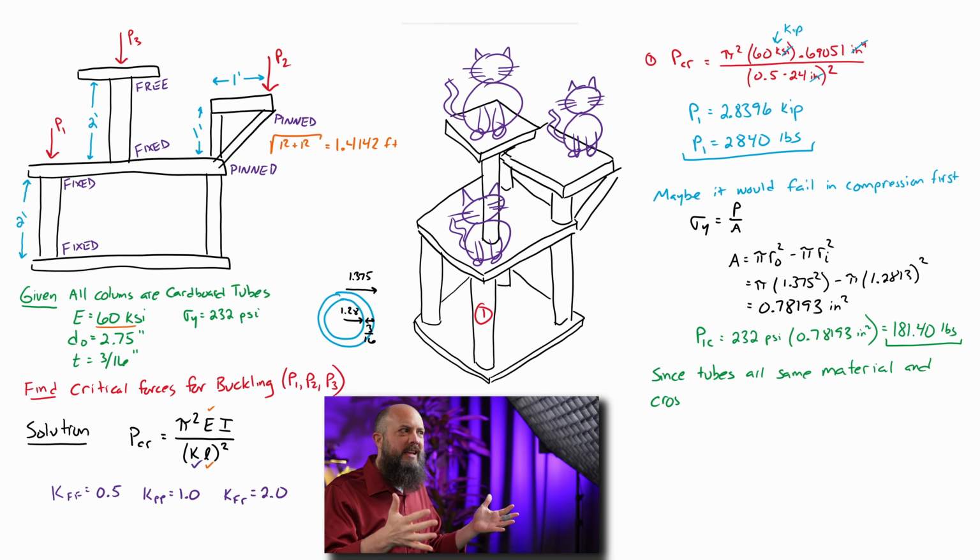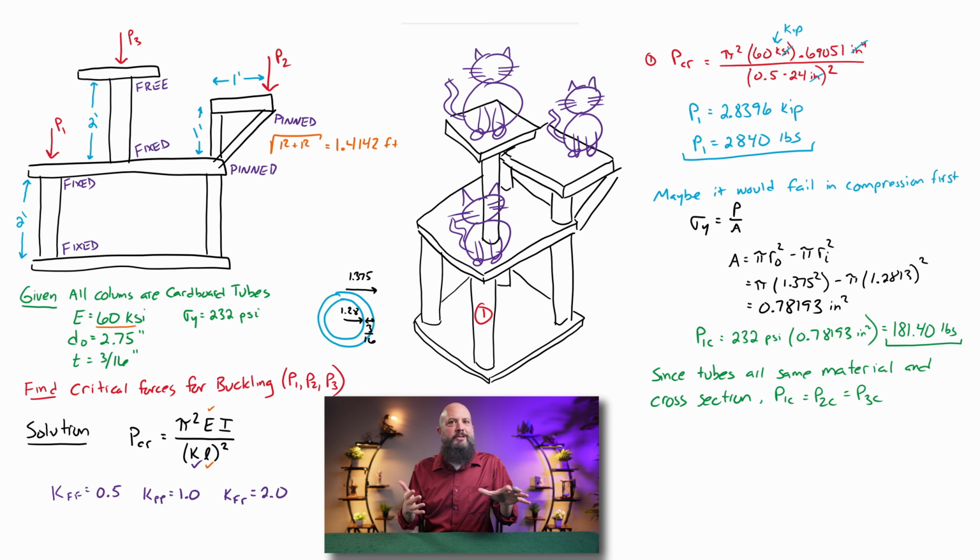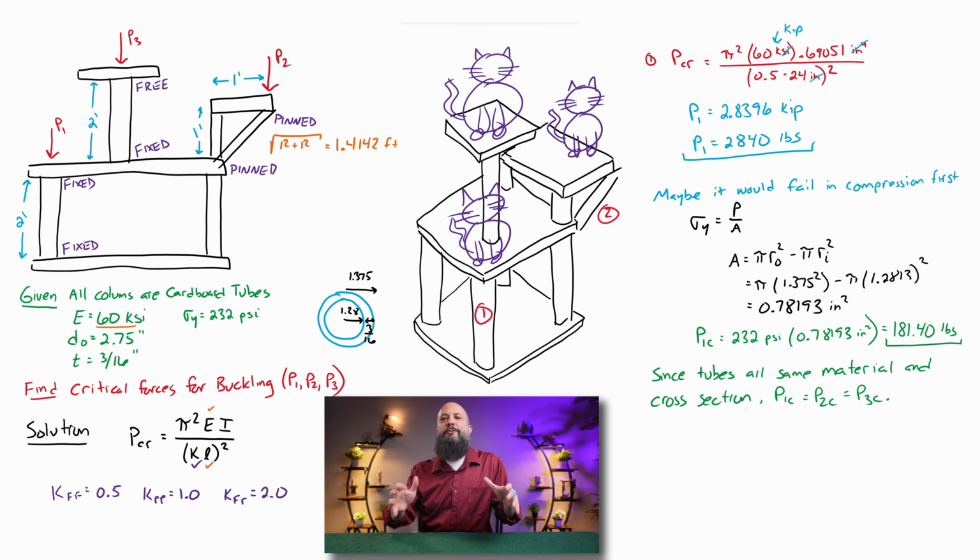And the good news is we're not going to have to recalculate this for every tube. The compression strength, since these tubes are all the same size, is going to be exactly the same. So this 181 pounds is going to be at the bottom, the cantilever, and for the very top. It's all that same compression crush strength in every scenario. We're only going to have to recalculate the buckling strength. All right, so let's move to the cantilever next.